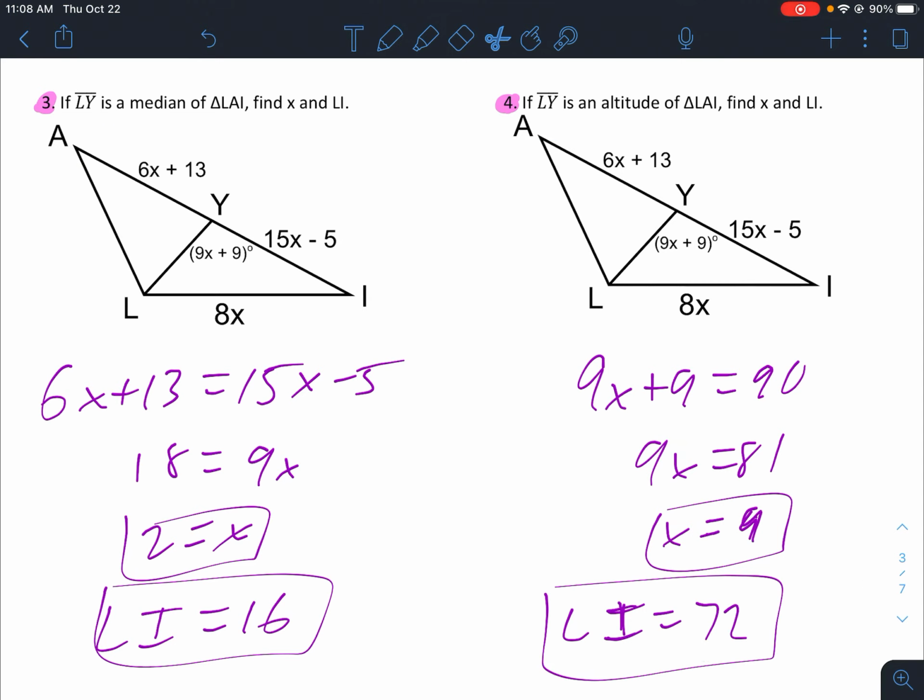Okay, here is your work and answers for 3 and 4. Number 3, we have median. So that tells me that these two segments are equal. That's the equation you should have set up. Find x and put it back in to get LI. Number 4, we see the word altitude, so we should be thinking right angles. So we know 9x plus 9 is 90. Find x, put it back in to get LI.